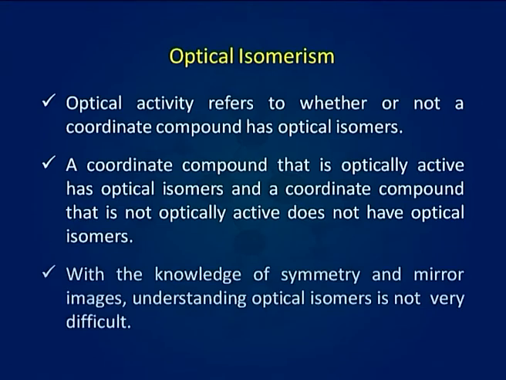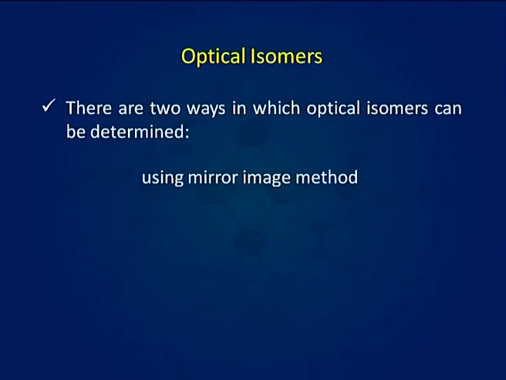not have optical isomers. With the knowledge of symmetry and mirror images, understanding optical isomers is not very difficult. There are two ways in which optical isomers can be determined: using the mirror image method or using the plane of symmetry method. Let's go through a quick review of symmetry and mirror images. A mirror image of an object is that object flipped, or the way the object would look in front of a mirror. For example, the mirror image of your left hand would be your right hand.